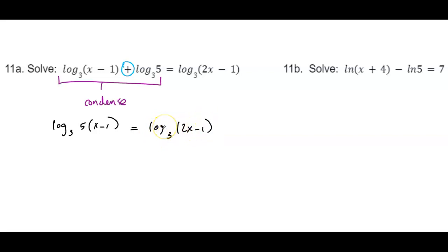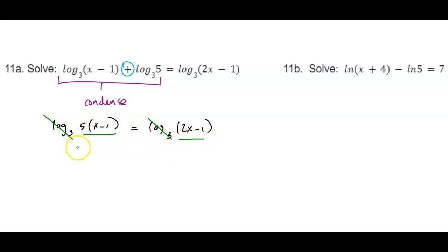Now, it's really nice now because they both have a log base 3 on each side. So they don't really cancel out. We're just disregarding them because we want these two things to be equal. The logs are already equal. We just need to make sure that this equals that.